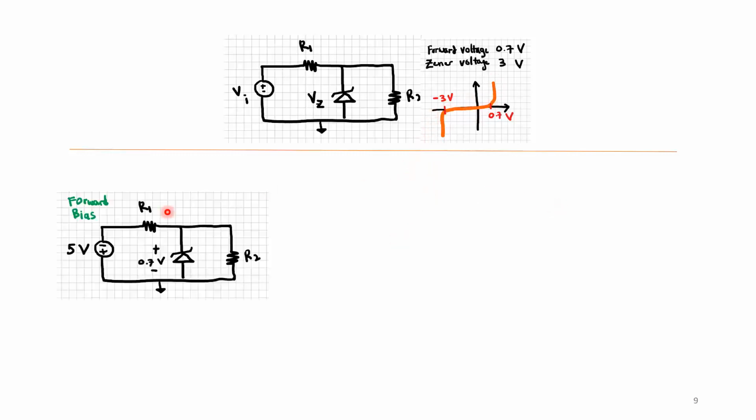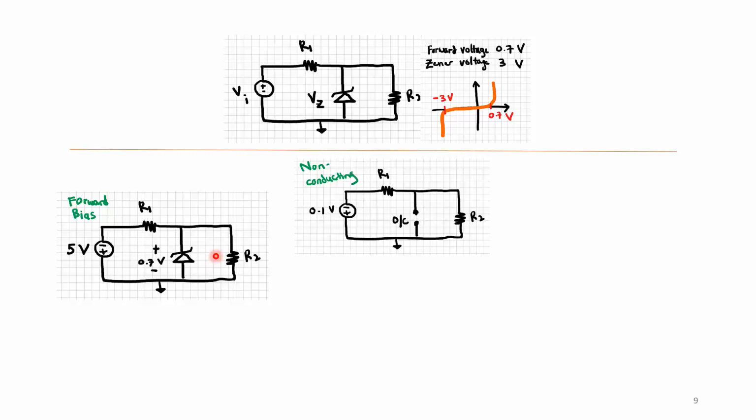So when it is in forward bias, let's say for example, I use V in equals 5 volts. Take note of the notation of positive and negative here, because the positive terminal is connected to the positive terminal of the Zener diode, so we are forward biasing the Zener diode. Can it function? Yes, it can, because the forward voltage is 0.7 volts and 5 volts is enough to turn it on, and the Zener diode will have a voltage drop across it of 0.7.